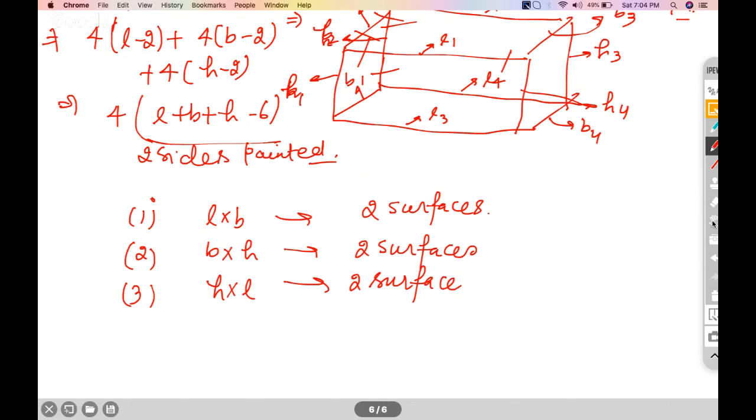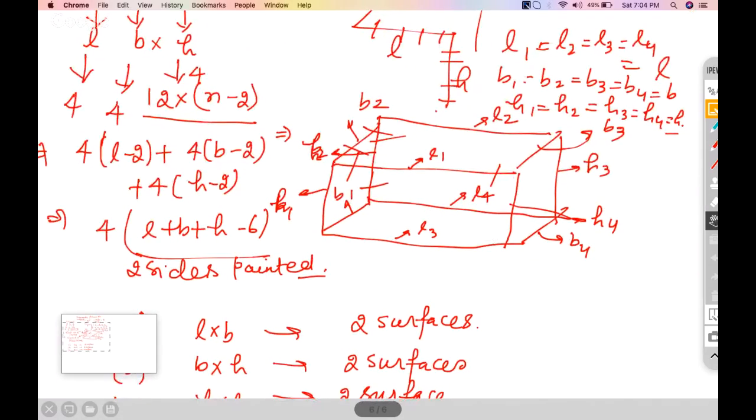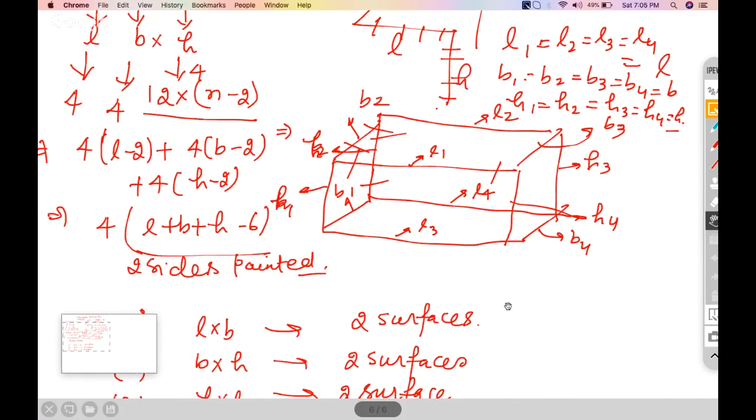So you look here, what I'm trying to say, see this combination where the pointer is, this combination is L into H. Similarly, the back one would be L into H. Now this upper one is L into B, lower one is L into B. So two like that. And this right and left one is H into B kind of surface.